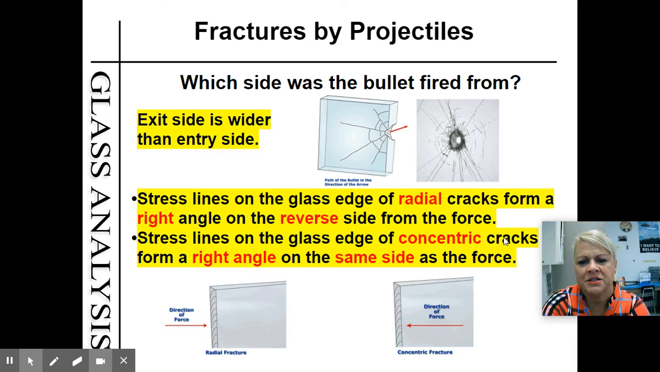Stress lines on the glass edge of radial cracks form a right angle on the reverse side from the force. Stress lines on the glass edge of concentric cracks form a right angle on the same side as the force. So this will let you know where the force came from as well.